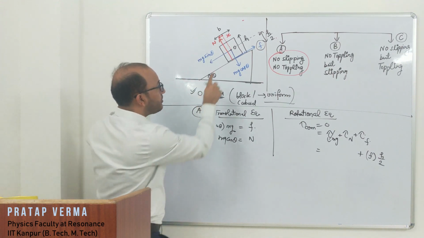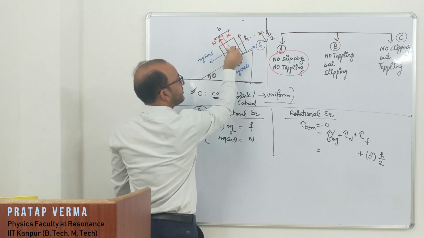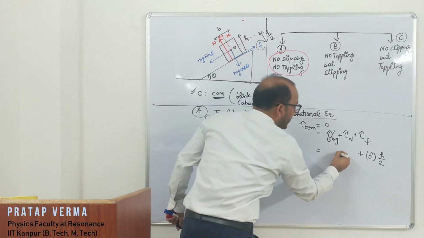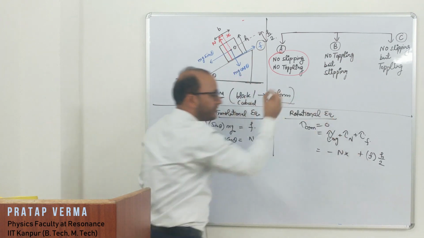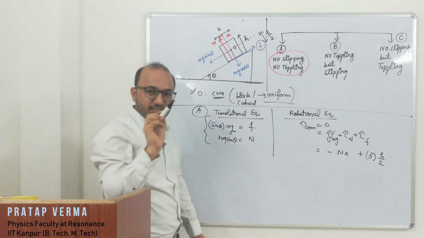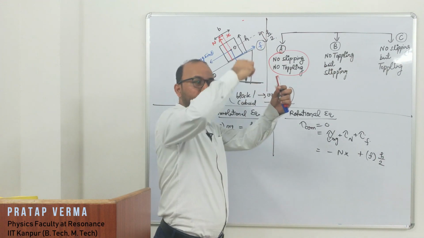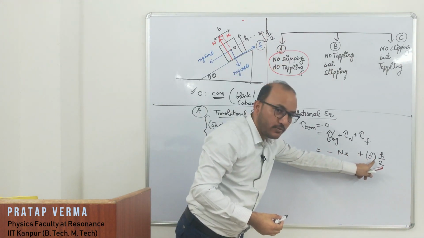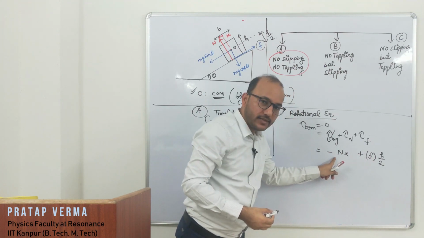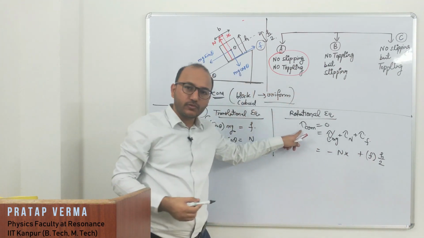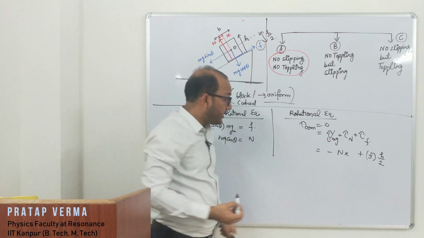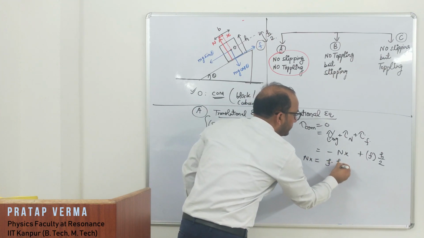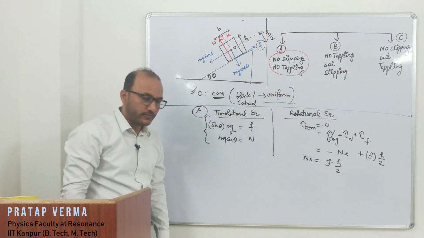Now see, the normal reaction's perpendicular distance from the center of mass axis will be x. So the torque because of that will be N into x, but I will take that with a negative sign because you can see the torque due to the normal reaction will be in the clockwise sense. Anticlockwise positive, clockwise negative, the total value has to be equal to 0. This simply implies that Nx is equal to F into h by 2.